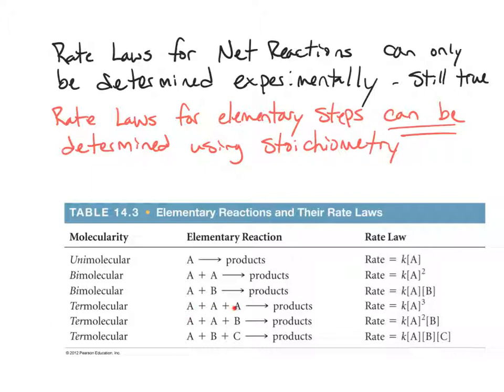Or if they collide but not with enough activation energy, then that reaction will not produce products either. So termolecular scenarios are very rare, but as the pattern has shown, if you have three of the same substance coming together, that is third order. Or if you have two of one substance and one of another, that's also third order. Second order with respect to A, first order with respect to B.